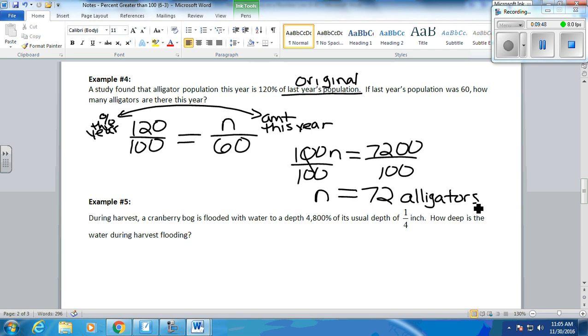Again, if you wanted to use the y equals mx, you certainly could. You would use the y equals mx. You are looking for the part again. You would put 120 divided by 100, so you're still putting it over hundreds there, and then you'd be multiplying by 60 right here. And you would work the problem out, and you would mathematically be doing the same steps.